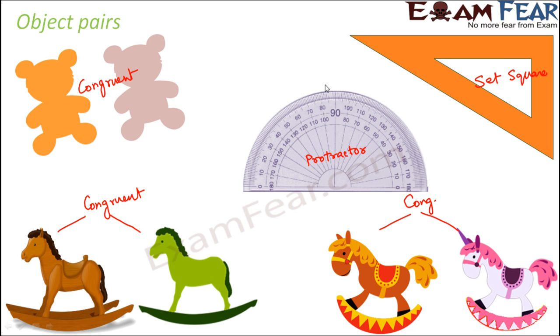Do you think that these two are congruent? Definitely not, because they have totally different shapes. They can never overlap each other. So these two objects are definitely not congruent. So I think with these many examples, the idea of congruence is now clear to you. So whenever we talk about two objects being congruent, they need to have same shape and same size.